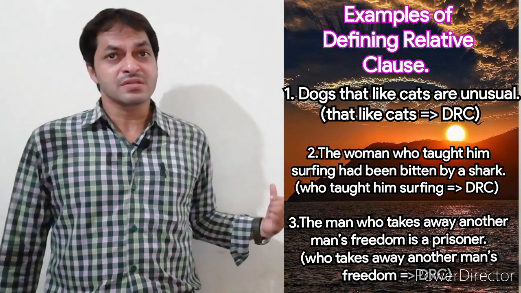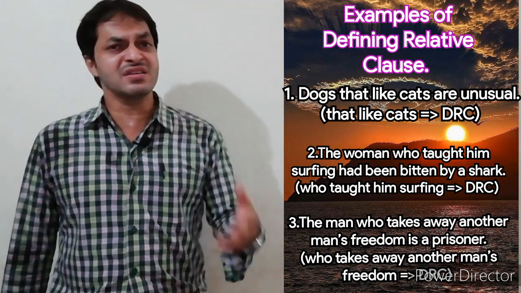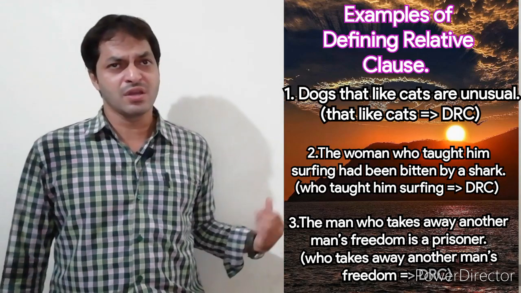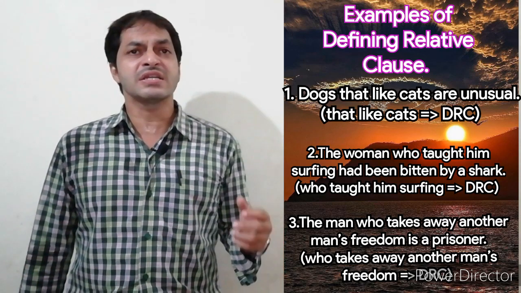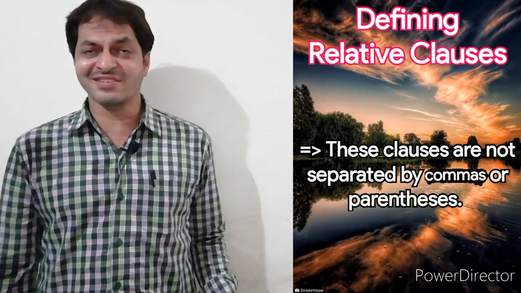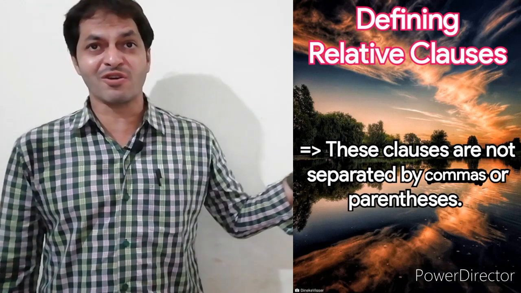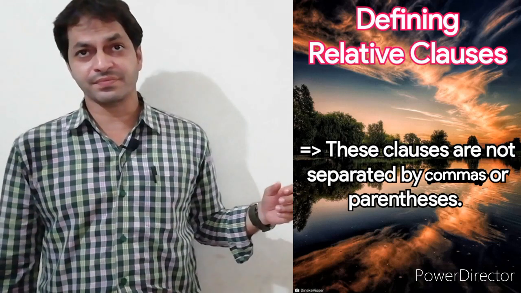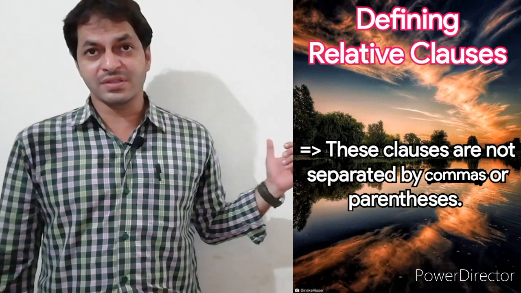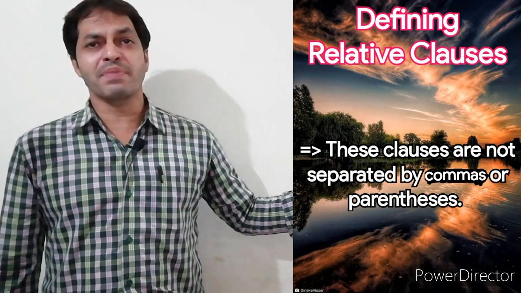Third example, the man who takes away another man's freedom is a prisoner. Easily you can identify defining relative clause. Who takes away another man's freedom is defining relative clause. Dear students, by these examples it is crystal clear that defining relative clause gives essential or important information. These clauses are not separated by commas or parentheses.